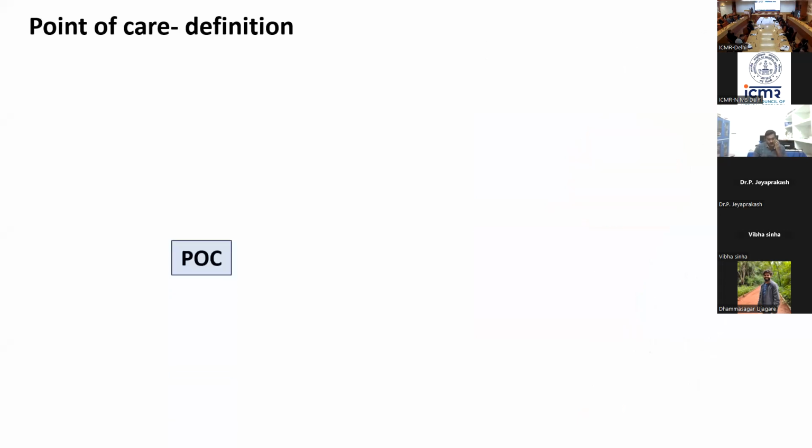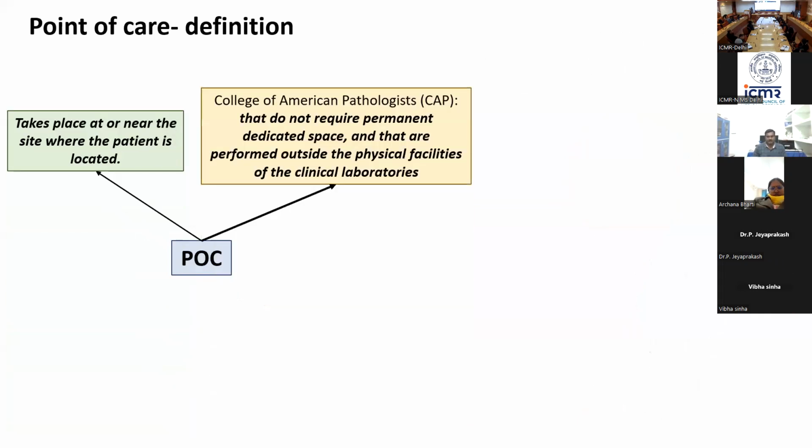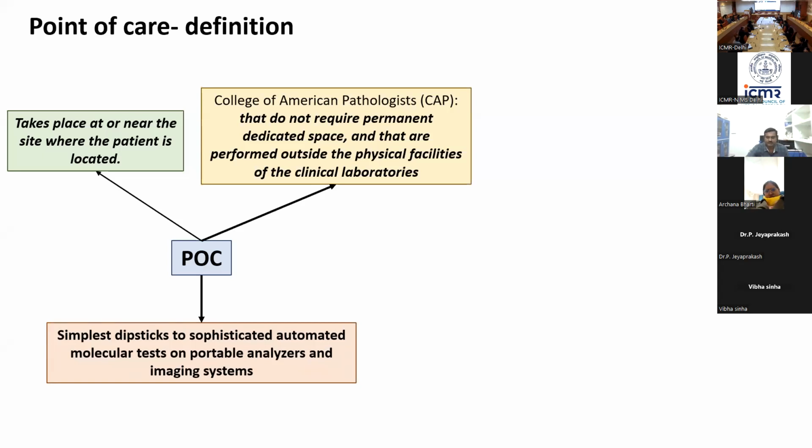So as I said, coming to the definition of point of care test, it is supposed to take place at or near the site of where the patient is located. The College of American Pathologists added 2 more points. That is, it should not require any permanent dedicated space, and it could be performed anywhere outside the physical facilities of a clinical laboratory. Mainly people think POC is like a pregnancy test and that's it. No, it can be the simplest dipstick, and it can even range to sophisticated automated molecular tests, as long as it's portable. That is, your analyzers and imaging tests need to be portable. So it can be defined as a POC test.